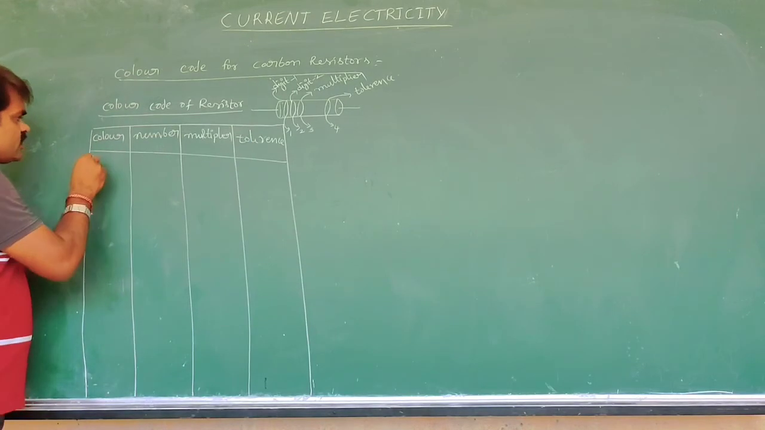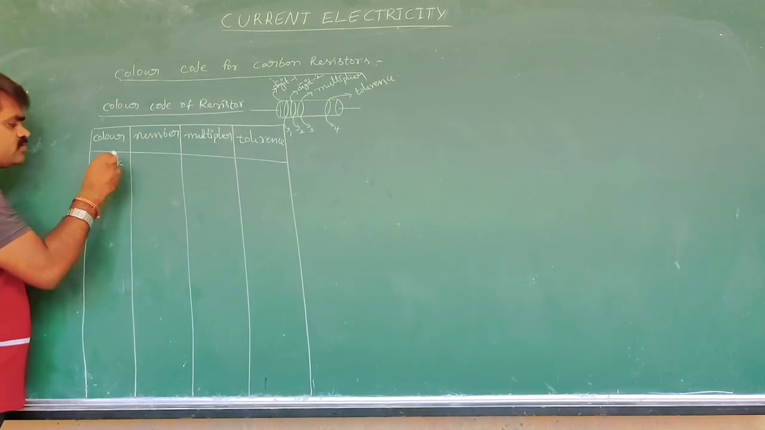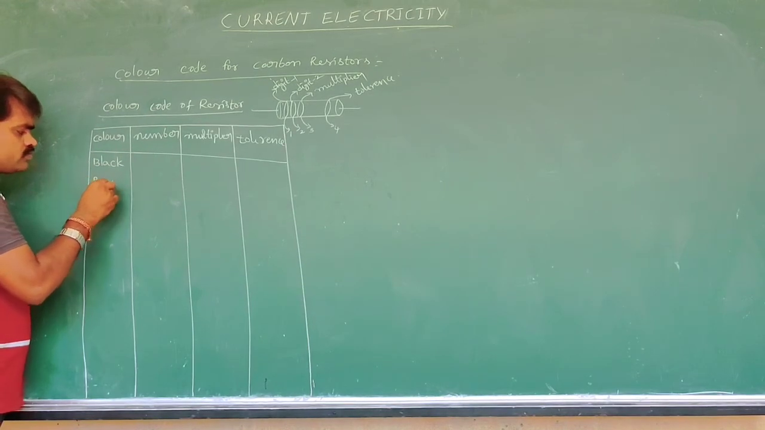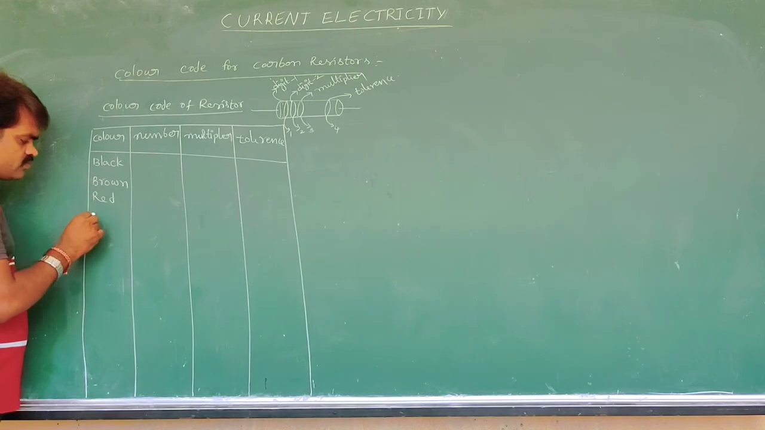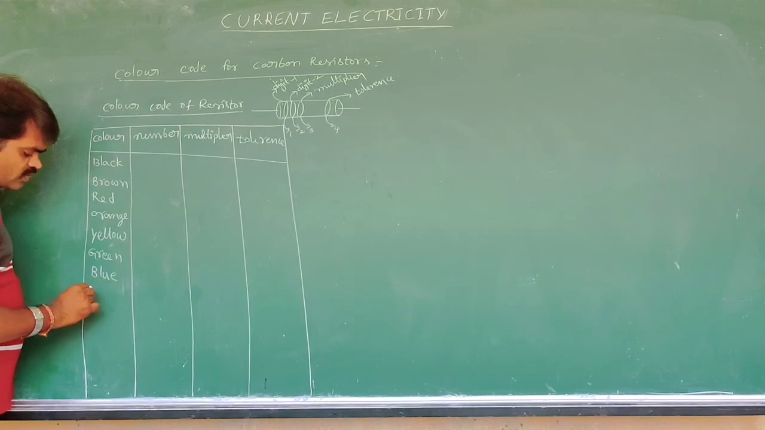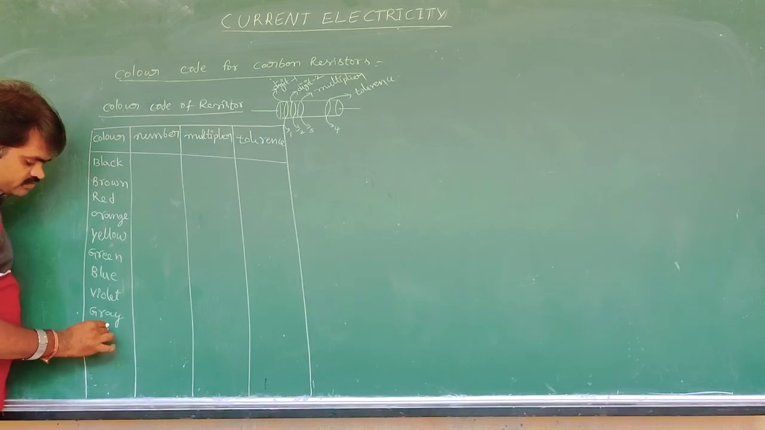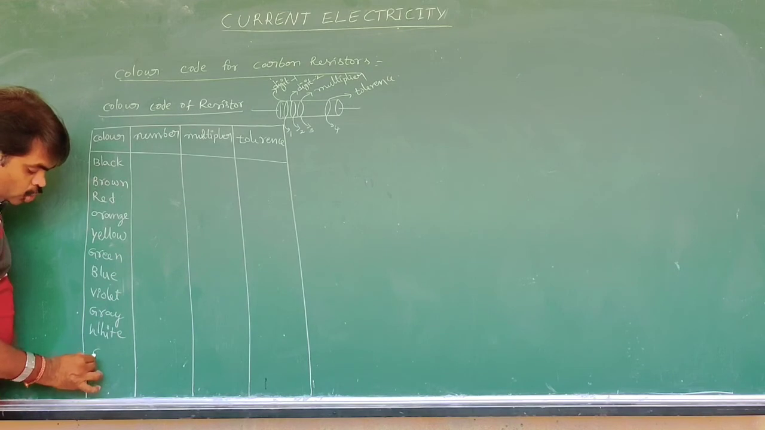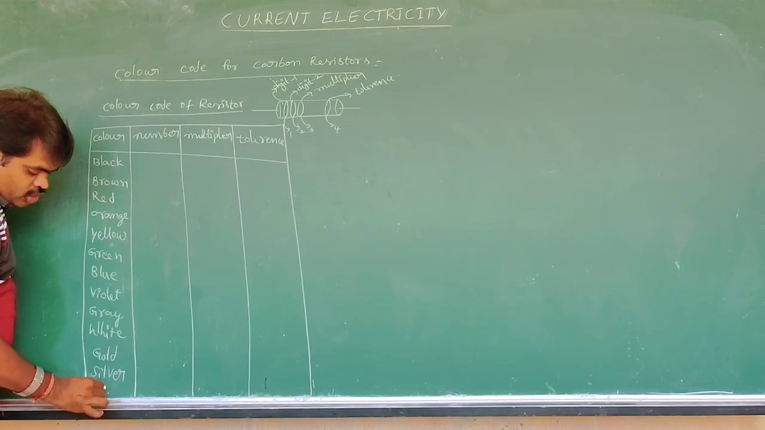First, the colors. The first color is black, then brown, red, orange, yellow, green, blue, violet, gray, white, gold, and silver. Finally, there is no color.